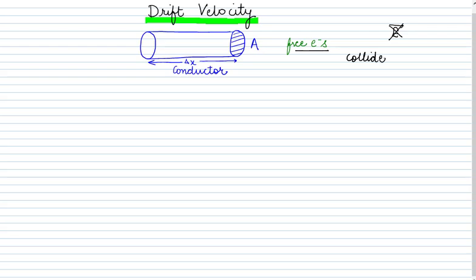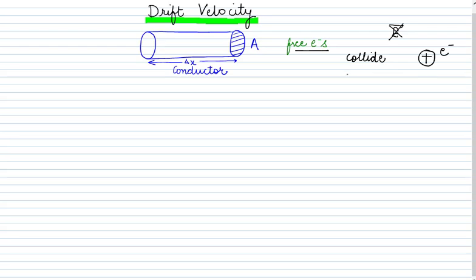And during this motion, these free electrons are colliding with the fixed heavy ions. Suppose there is a neutral atom, then an electron is out of it, then what is remaining is a positive ion. So whenever these free electrons are moving, they continuously collide with these fixed heavy ions. Whenever the free electrons collide with these fixed ions, they again emerge out with the same speed.